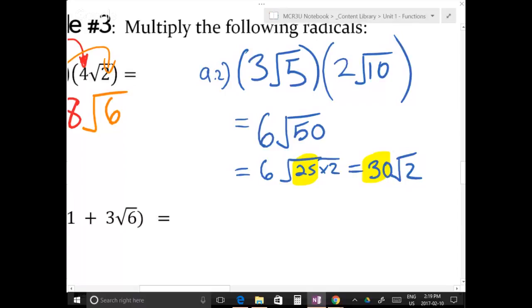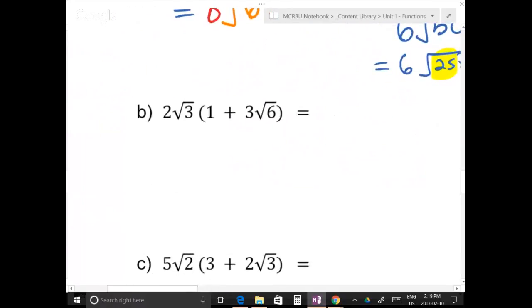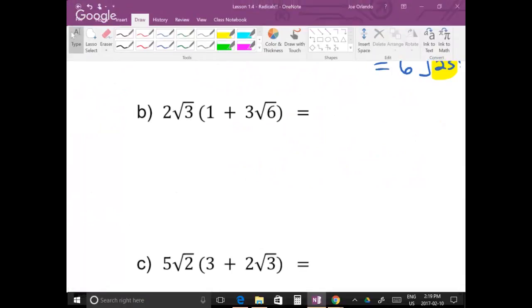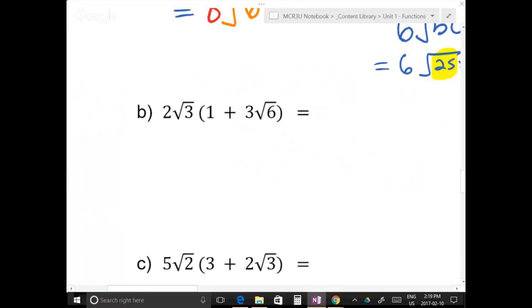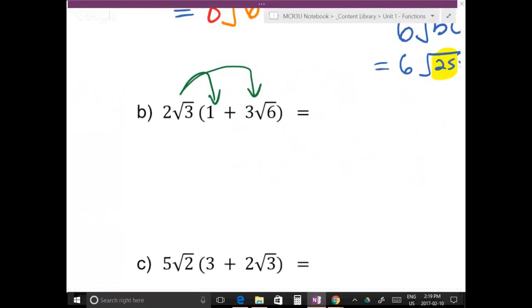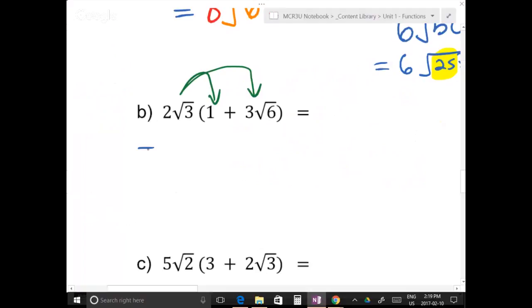Okay, now when we have a number next to a bracket, what do we have to do? Yeah, we're going to multiply. And how do I multiply something into a bracket? Like if these were x's, you'd know what to do. I'd distribute it. So I would do this times 1, and then I would do this times 3 root 6. So go ahead and do that. See what you get. First multiply it by the 1, and multiply it by the 3 root 6.